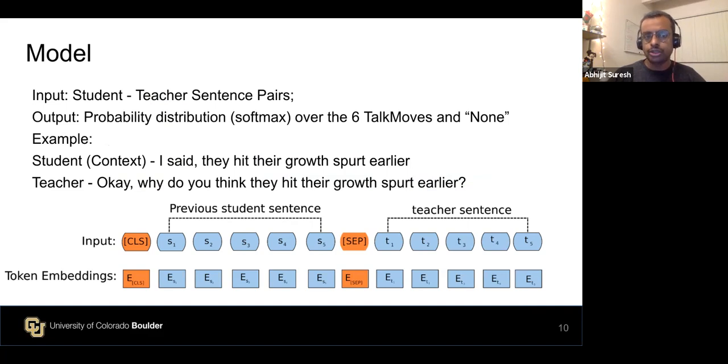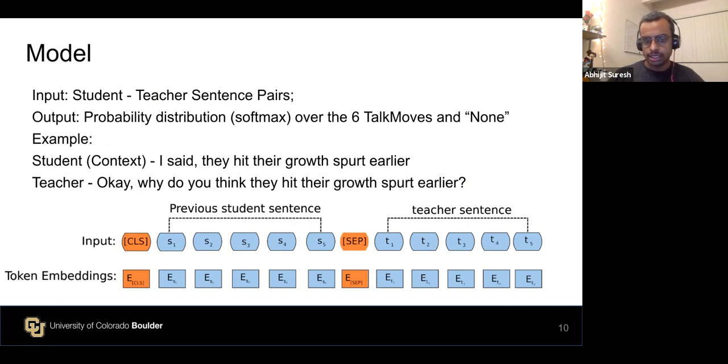So the input to the model is the student teacher sentence pair, and the output is the probability distribution over the 6 different TalkMoves, and the none, which is basically that it does not fall under the 6 different TalkMoves. An example of a student teacher sentence pair would be the teacher saying, okay, why do you think they ate the growth spurt earlier, with the previous student context, which is, I said they ate the growth spurt earlier.